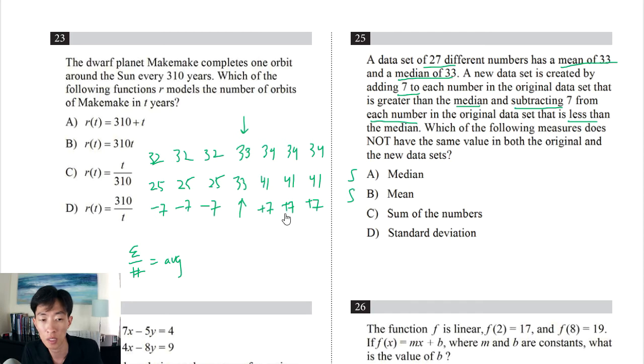The sum of the numbers, that's also going to stay the same because remember, each negative 7 gets canceled out by a positive 7. So the sum of the numbers is going to stay the same.